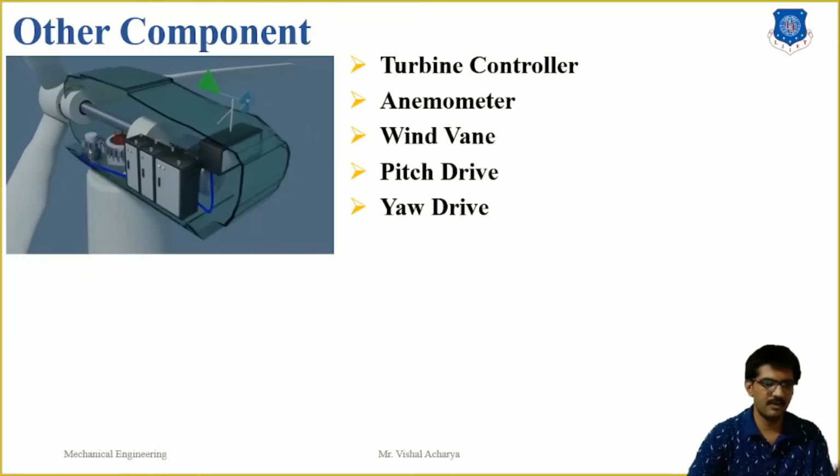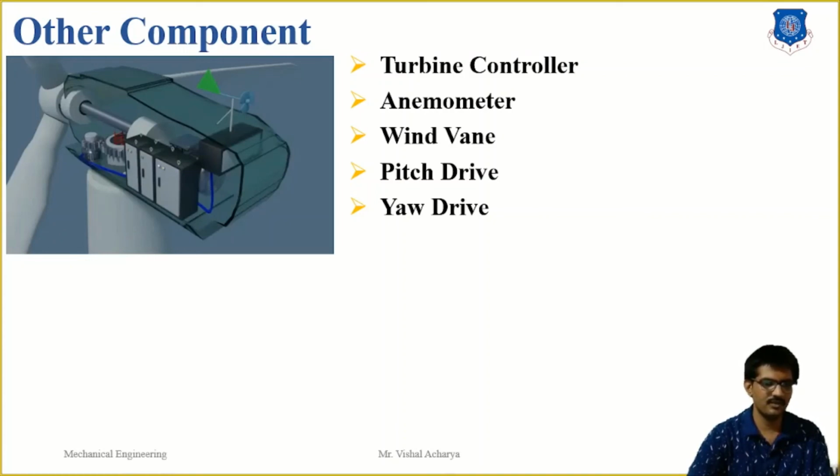Components like the turbine controller, anemometer, wind vane, pitch drive and yaw drive. Here, first, the turbine controller is a programmable logic controller that controls the entire turbine. It starts and stops the turbine and runs some self-maintenance in case of any error in the turbine. Second component, the anemometer, is used for measuring wind speed and passing the information to the PLC control of the wind turbine.